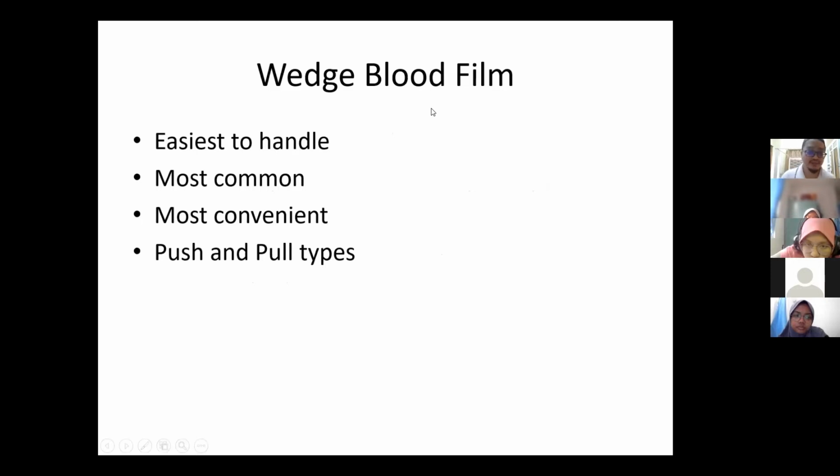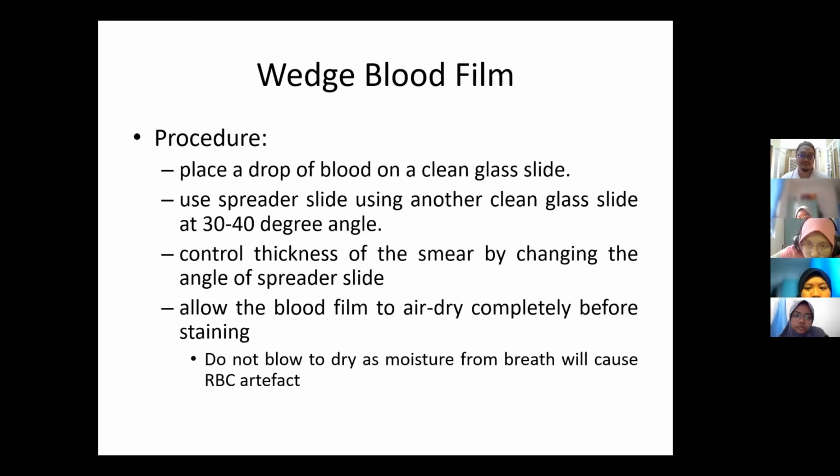Okay, so wedge blood film is the easiest to handle, the most common, most convenient, and it is of the push and pull types. And we use 2 glass slides, 2 hands method basically. So the procedure is you need to place a drop of blood on a clean glass slide. When we take it out from the box, it is already clean and already sterile. Satu bench akan dapat satu kotak penuh lah.